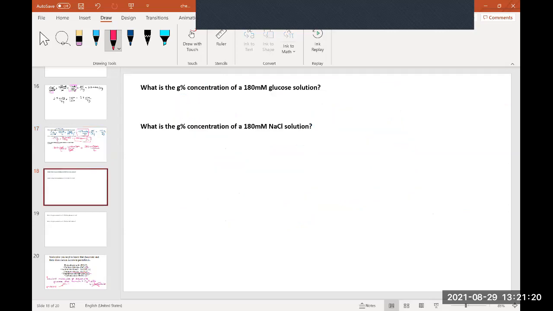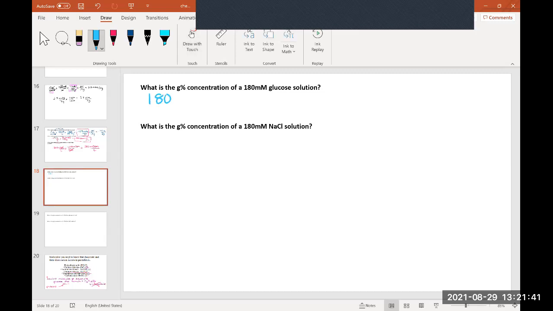Okay, let's play with glucose. Now we're going to go backwards. Notice that we're going from millimolar back to grams percent. How do we go backwards in this way? That's a great question. Always start with writing out what you know.